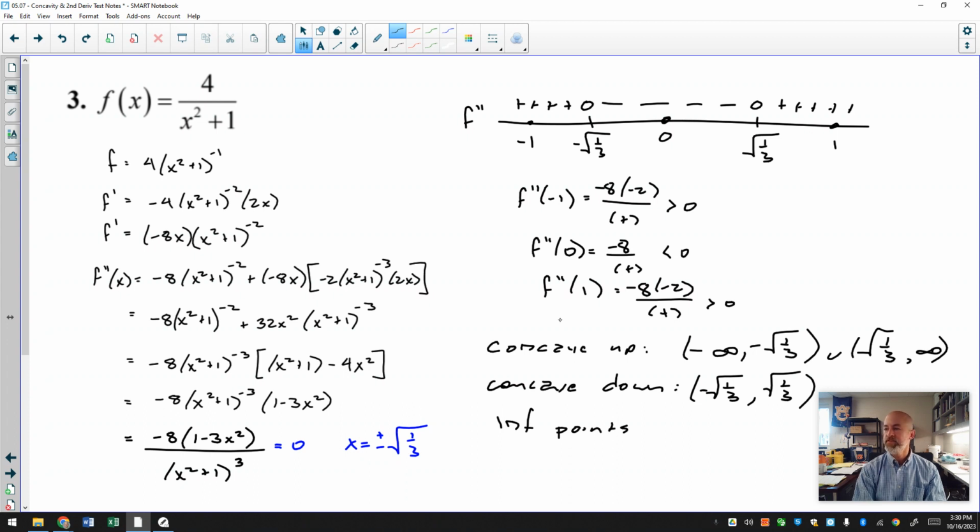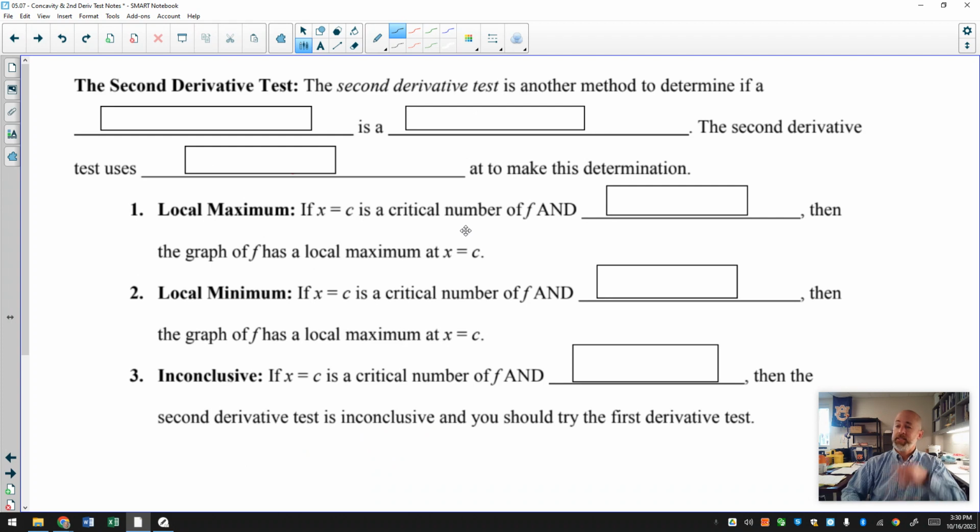When the second derivative changes signs, that happens at x equals -√1/3 and +√1/3. So there are a few examples of finding your intervals of concavity and finding inflection points. The last thing I want to talk about, and man, this is a long video, is the second derivative test.